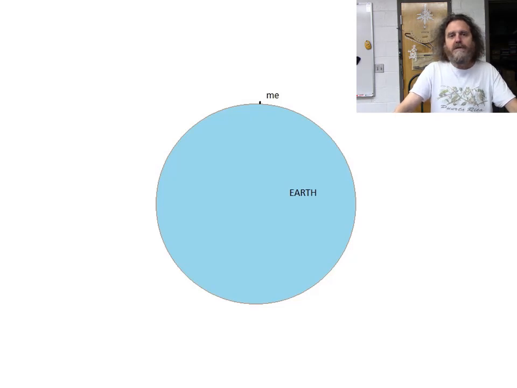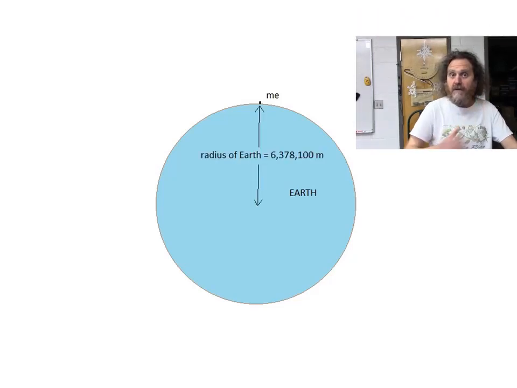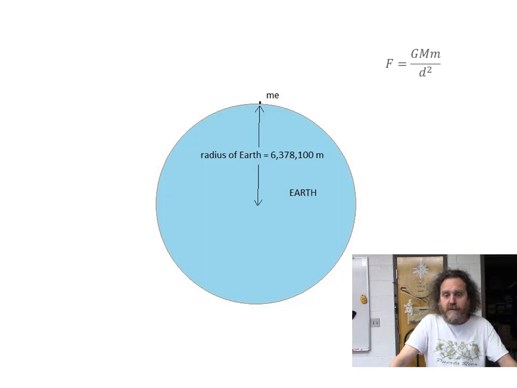So let's put in my own mass, the mass of the Earth, the gravitational constant, and the distance between our centers of mass. The center of mass of the Earth is the radius of the Earth. It's a round object, right? The radius of the Earth is 6,378,100 meters. That's the distance I put in for d.